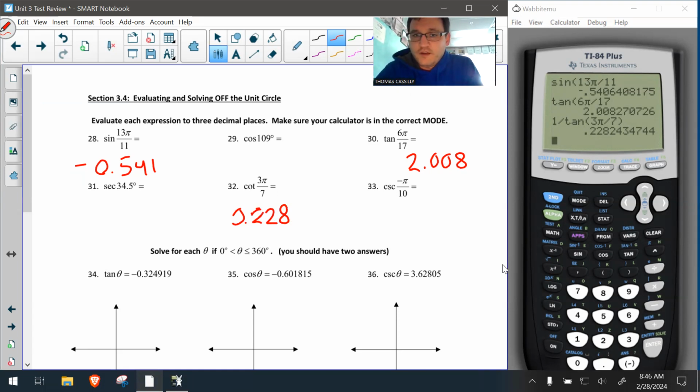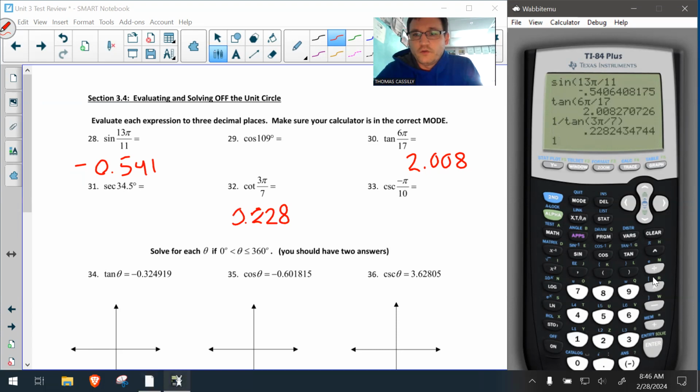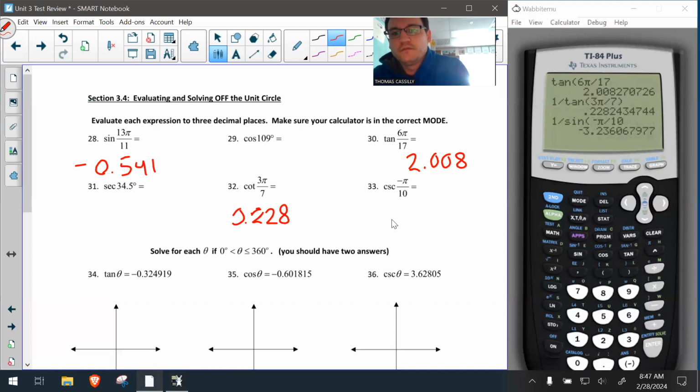And the last one, cosecant. That is your 1 over your sine now. So 1 divided by the sine of negative, careful, watch those negatives, negative pi over 10. Just lots of calculator on this one. That's negative 3.236. All right, so there you go. Those are all the ones in radian mode.